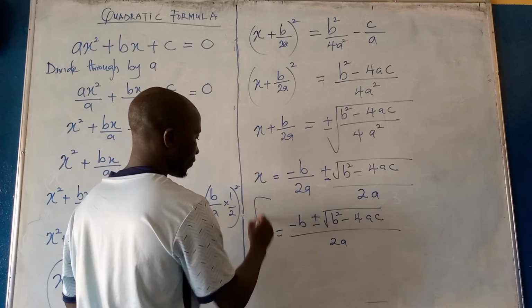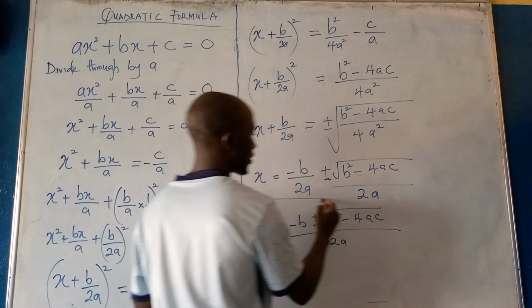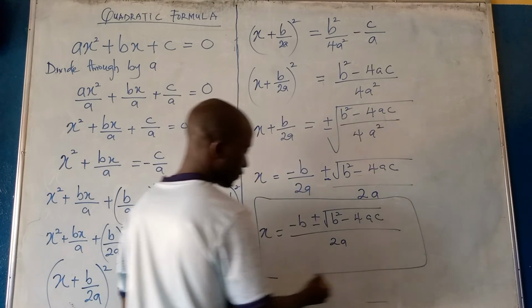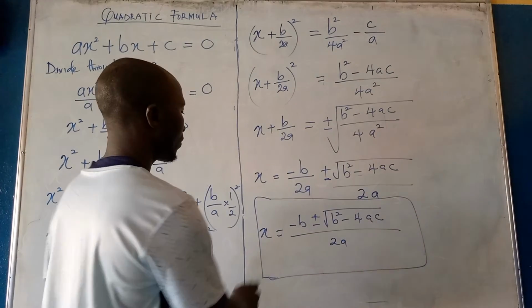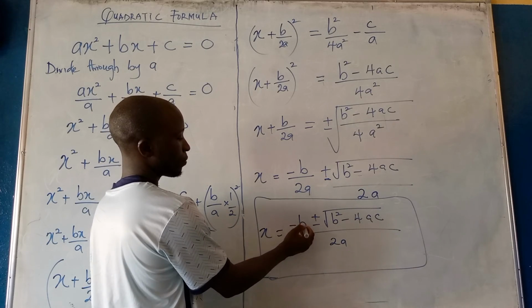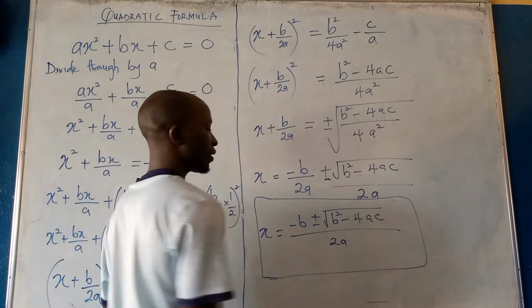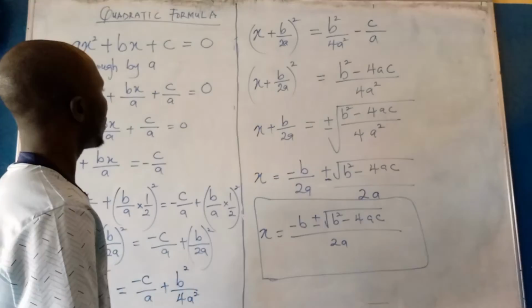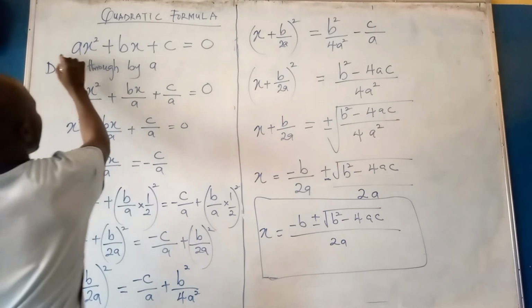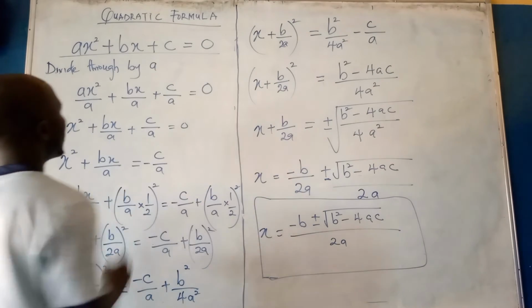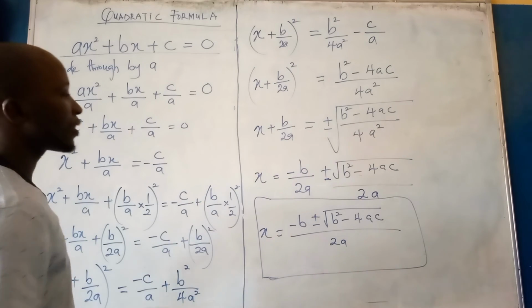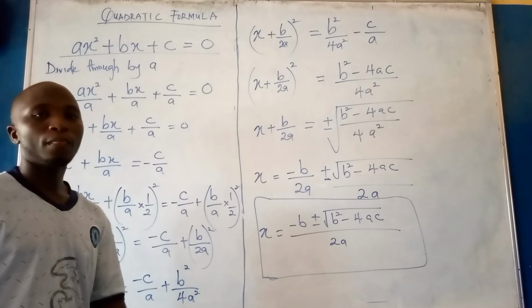This is the quadratic formula for solving quadratic equations: x equals minus b plus or minus the square root of b squared minus 4ac, divided by 2a. We have derived the quadratic formula using the completing the square method to get our answer.